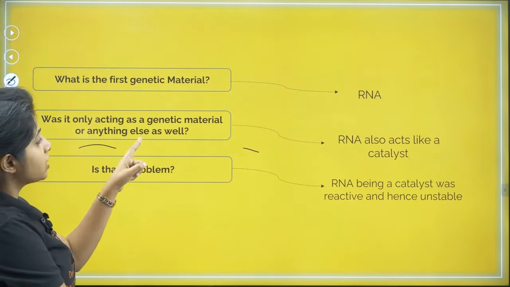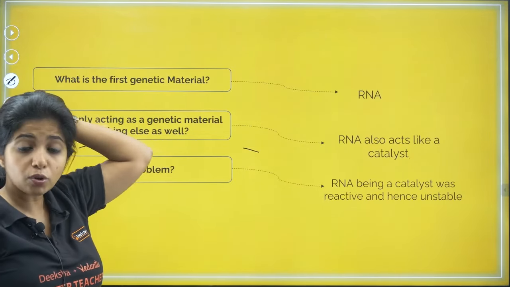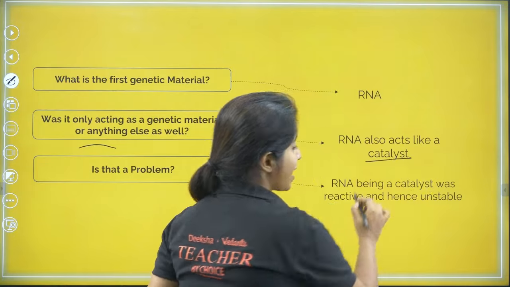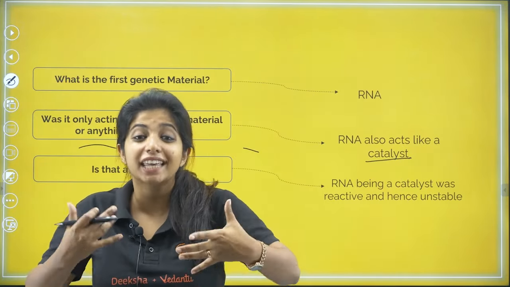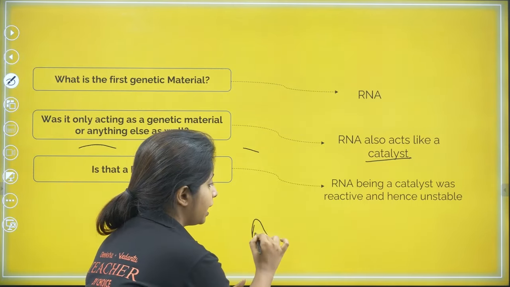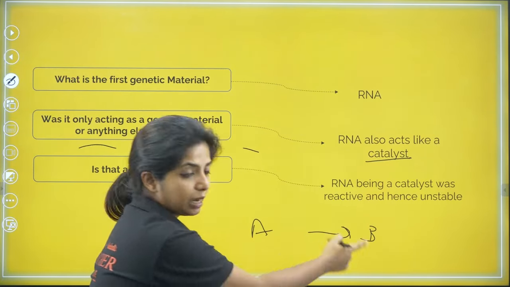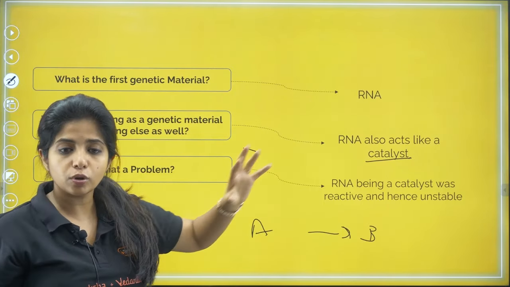Was it only acting as a genetic material or anything else as well? The answer is, it was also acting like a catalyst. What do you mean by catalyst? Something that can speed up a process. That means it can act like an enzyme, a sort of enzyme. For example, if I want to convert A to B, I will use a catalyst to help me. So RNA was not just a genetic material but also a catalyst.